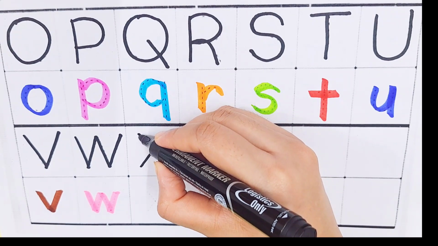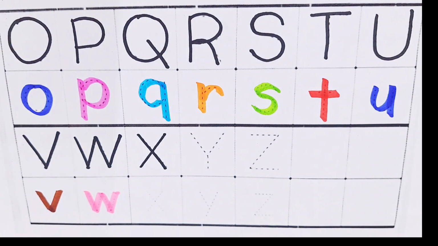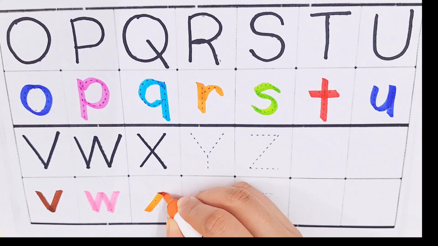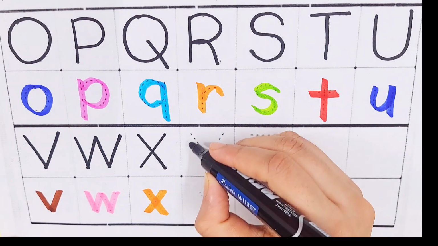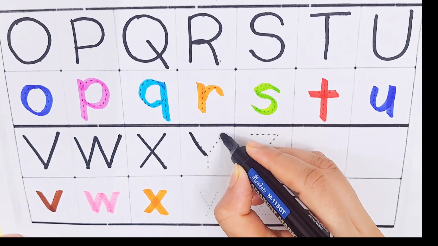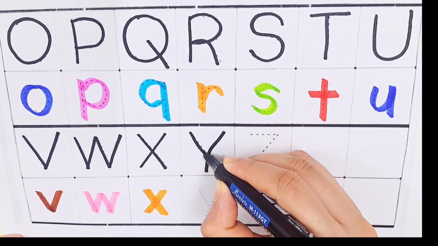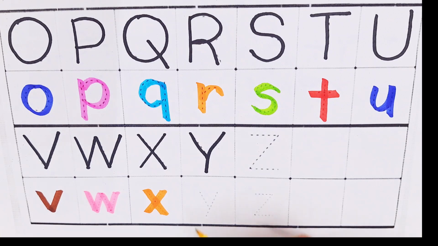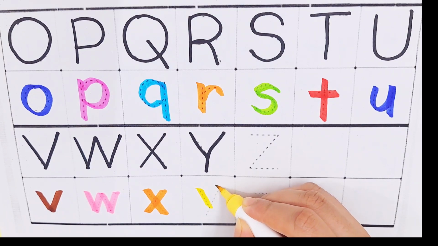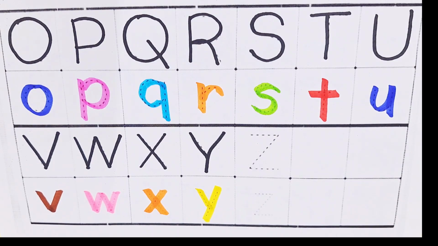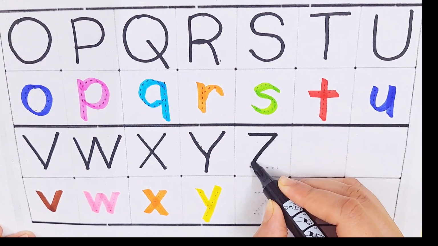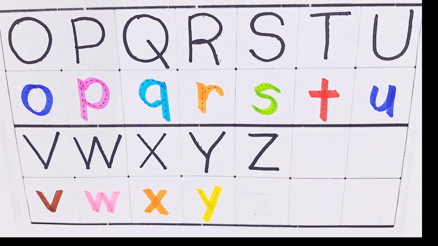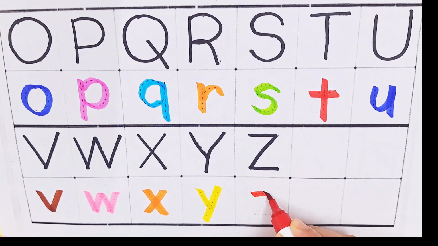X. X for Xylophone. X. X for X-ray. Y. Y for Yak. Y. Y for Yo-yo. Z. Z for Zipper. Z. Z for Zero.